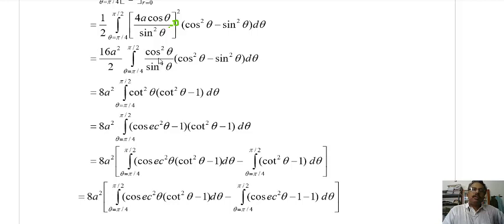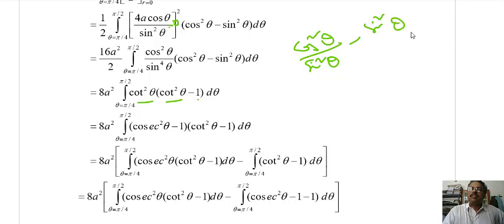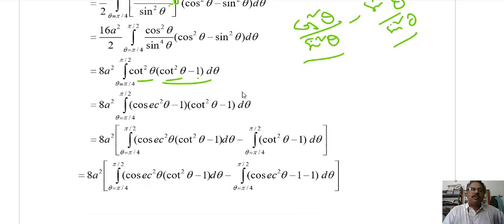Now here cos square theta by sin square theta is cot square theta. So in the denominator we have sin square theta. If it goes inside the bracket, cos square theta by sin square theta is cot square theta, minus sin square theta by sin square theta, which is 1. This term is cot square theta, this term is 1. Now this is clear.